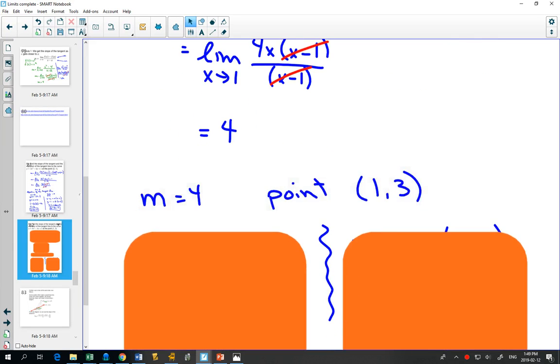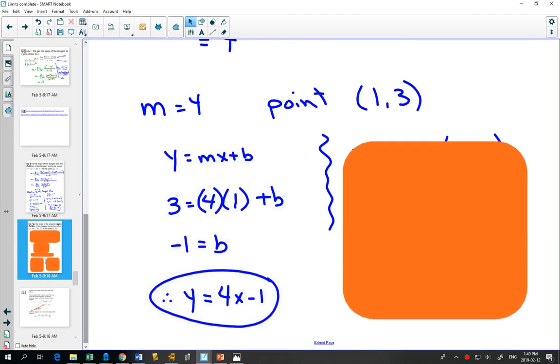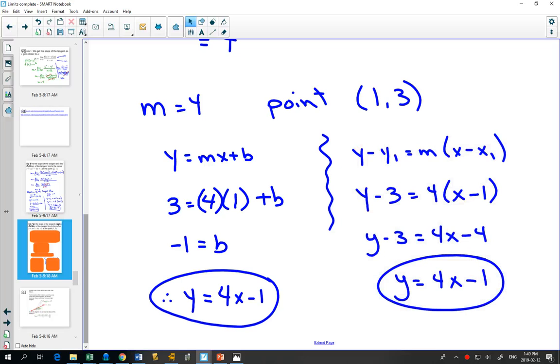And then once you've got your slope of 4, you've got your slope and your point. So then depending on which method you used, you got y equals 4x minus 1. Excellent. So we use that equation to get our slope, and then we use our slope and point to find the actual tangent line.